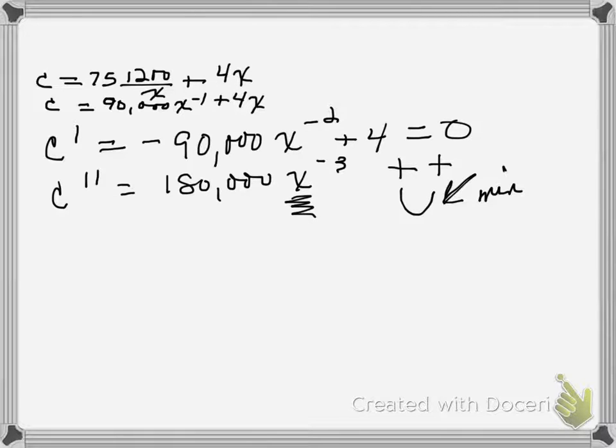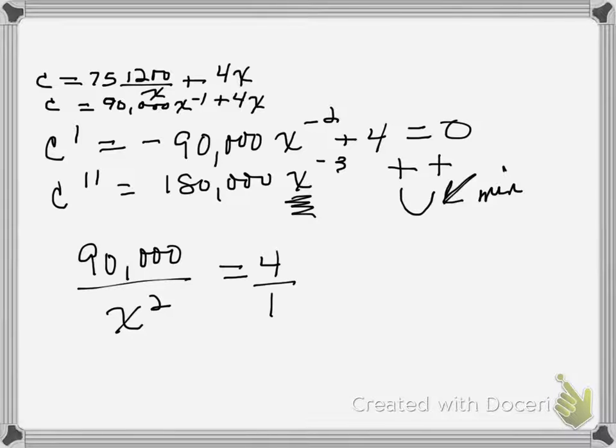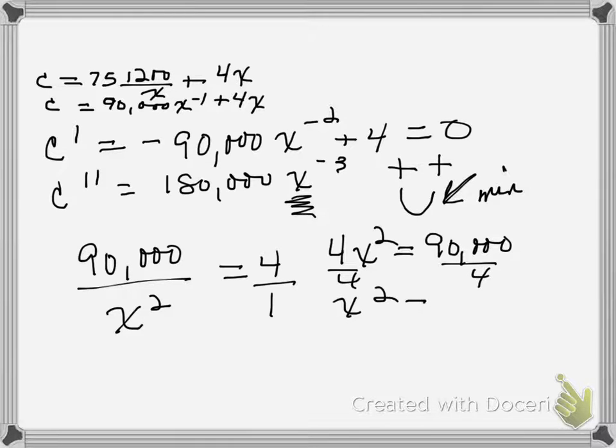So setting it equal to 0, I get 90,000. Bring your X, negative 2, down to the bottom as X squared. That's going to equal 4. View this as fraction equal to fraction and do your cross products. So 4x squared equals 90,000. Divide both sides by 4, and you get x squared equals 22,500. X has to be positive or negative 150, but since it has to be a quantity we're ordering, it's going to be positive 150.